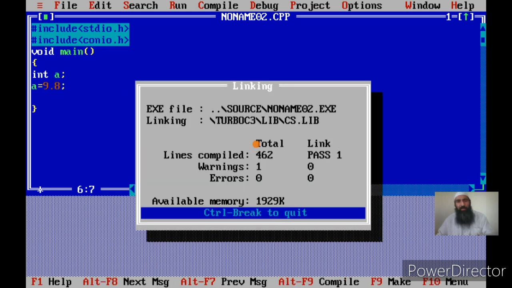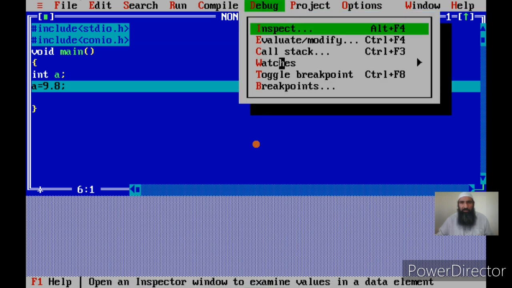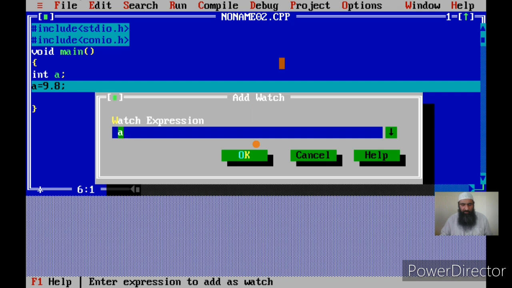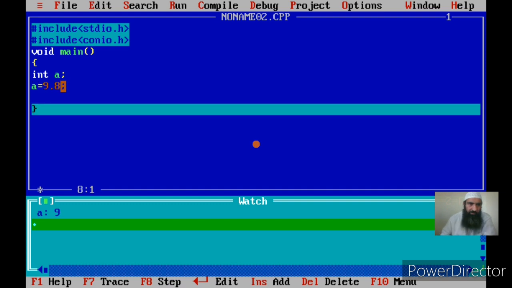See, it does not give error. I am running the program in stepwise mode. It's accepting this. Let us debug and watch what is happening with A. So A is here. Now initially A is a junk value. Now I am trying to put 9.8 in A. A does not have the capacity or capability to hold 0.8. What happens? This is the first limitation.